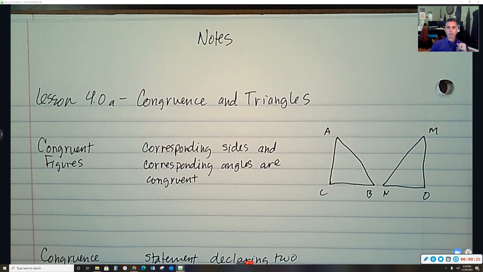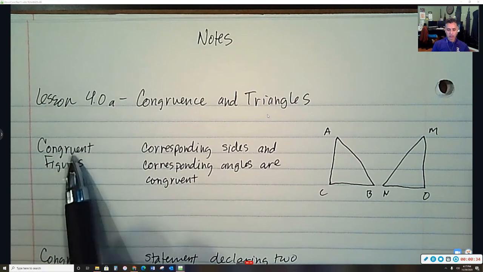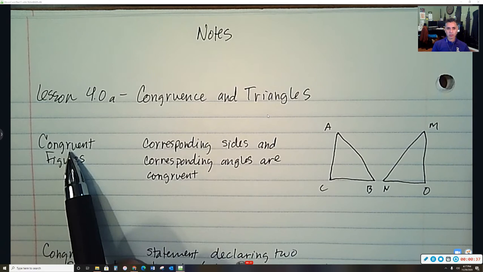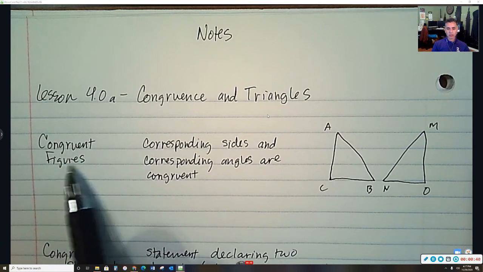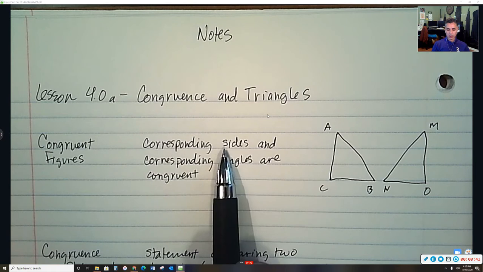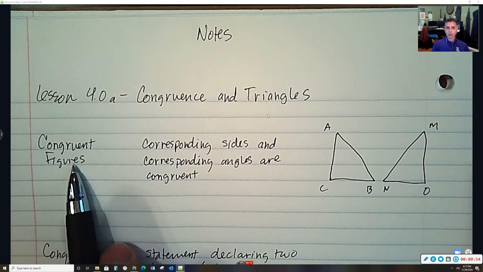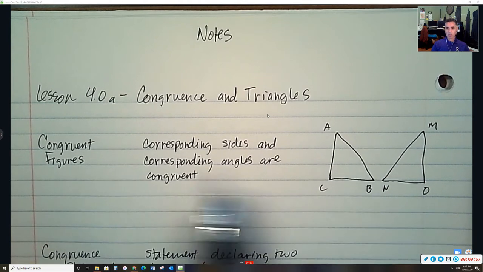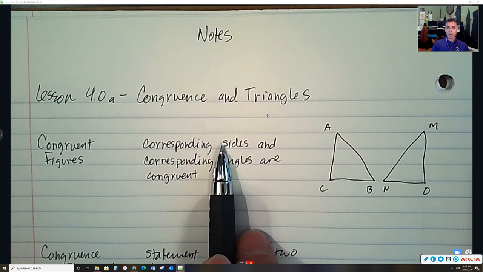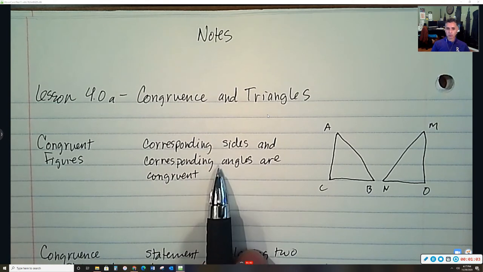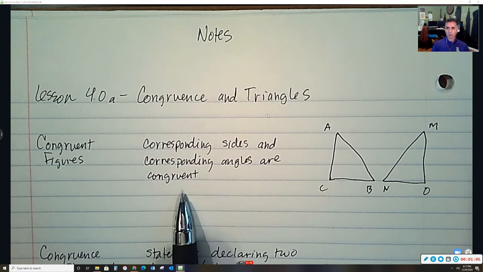Okay, so basically going to talk about triangles that are equal. And the first thing we have is this definition or description of congruent figures. So this is corresponding sides that are matching or in the same position, and corresponding angles are congruent. So whenever you have two equal figures, in our case triangles, the sides that correspond to each other and the angles that correspond to each other are congruent or equal.